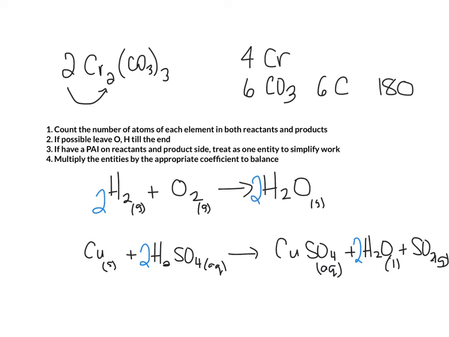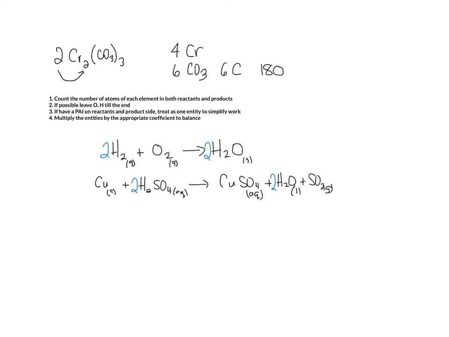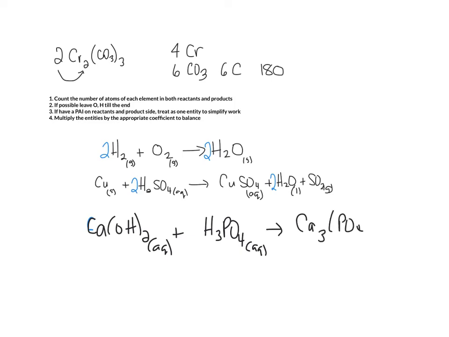So let's do another one. One more example. Calcium hydroxide solution plus phosphoric acid produces calcium phosphate plus water. Clear that up. That's a 4.